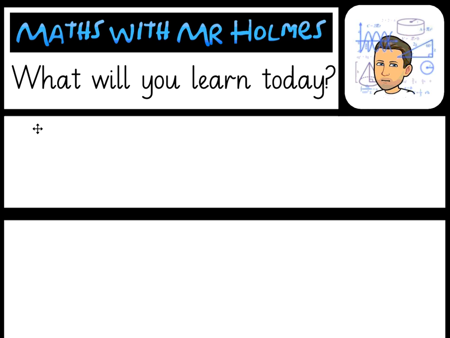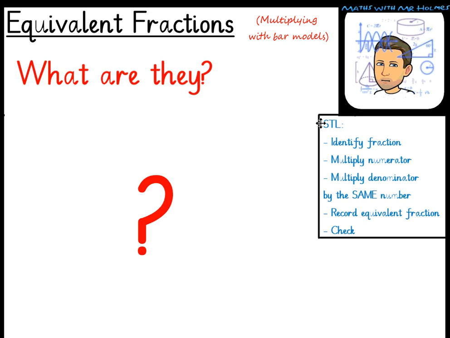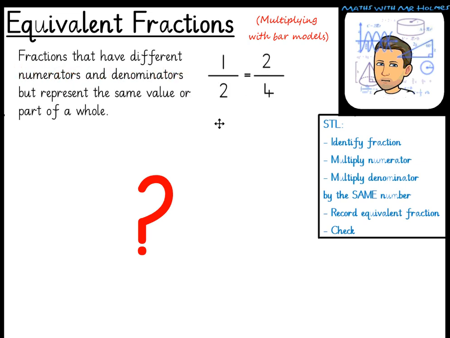Let me tell you. It's equivalent fractions, part 5, multiplying with bar models. We have our steps of learning written up so you can follow along step by step as we go. A quick reminder about equivalent fractions. They are fractions that have different numerators and denominators but represent the same value or part of a whole. We have 2 here. 1/2 is equivalent to 2/4. Let's explore how.